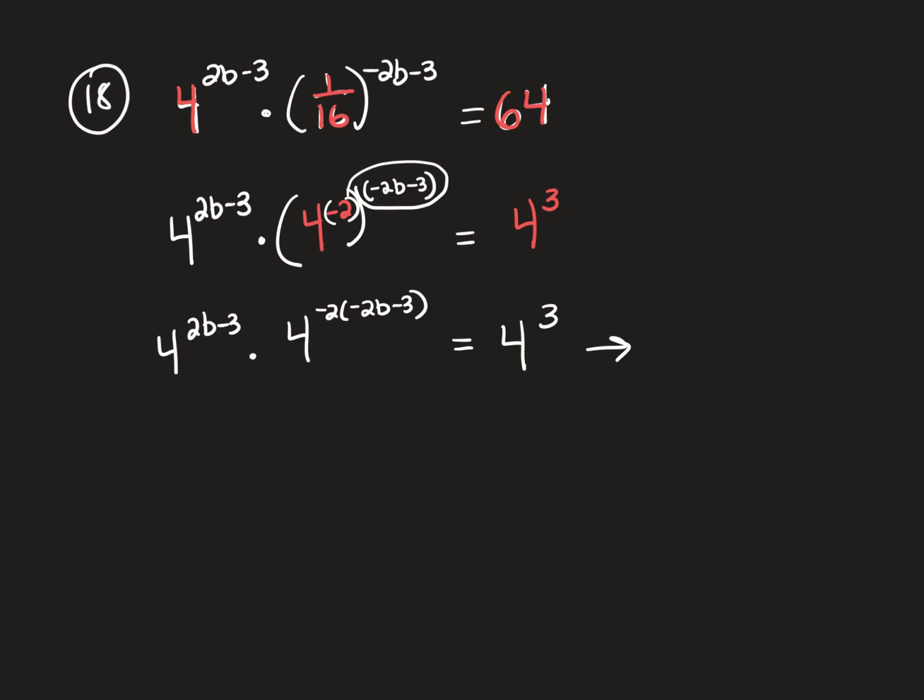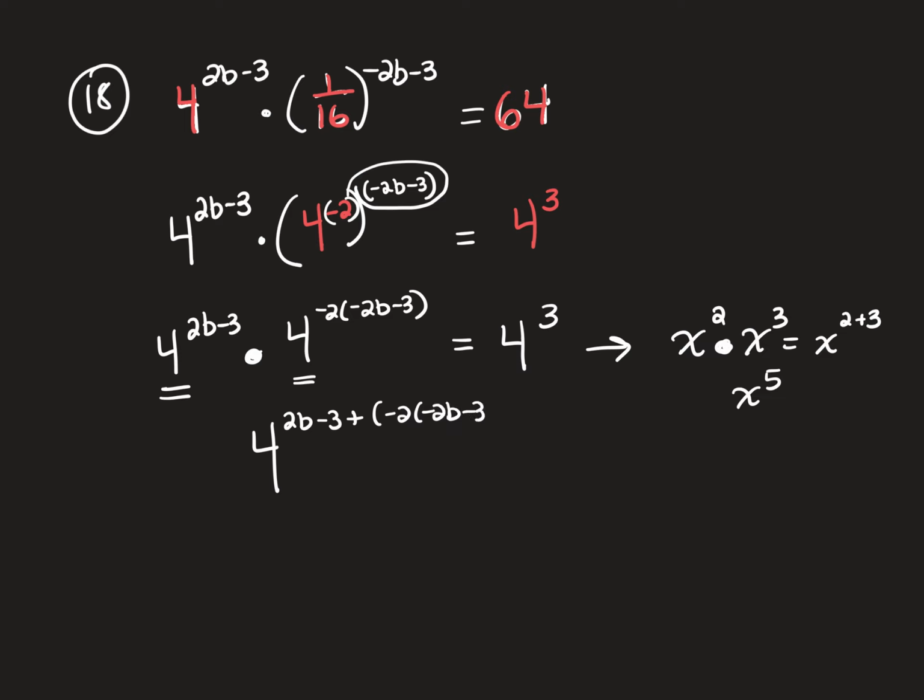Now, a little side note here. If I gave you x squared times x cubed, you know that's going to be x to the fifth. And the reason it's x to the fifth is that we add the exponents together. We can combine that into a single base. I can do that here with the 4s. So I can combine the 4s into a single base, and because I'm multiplying them, I just have to add the exponents together. So 2b minus 3 plus, and then negative 2 times negative 2b minus 3, gets a little complicated looking there, equals 4 to the third.